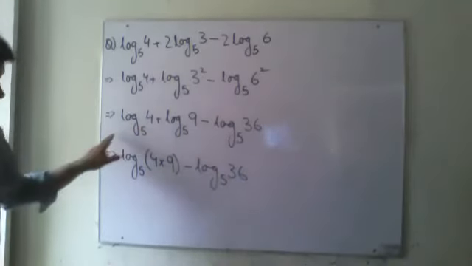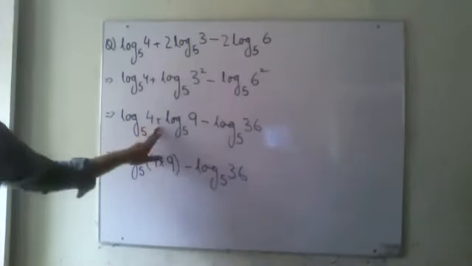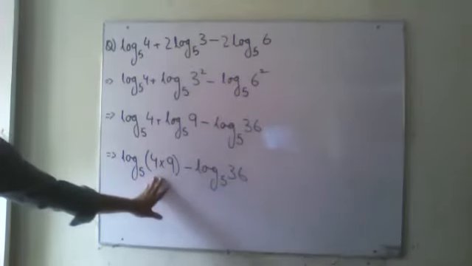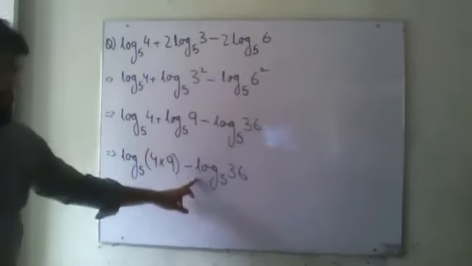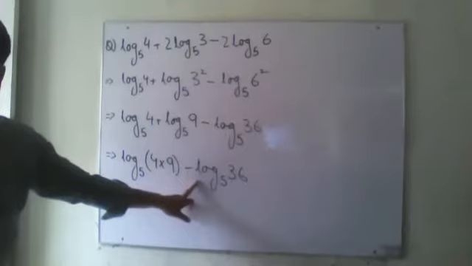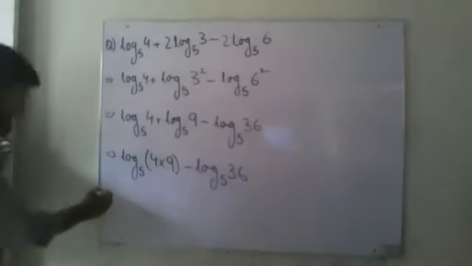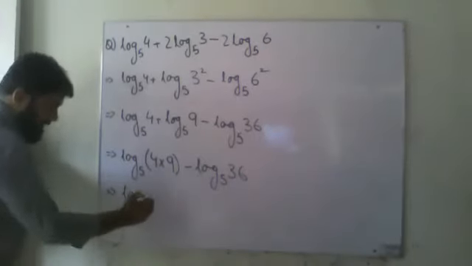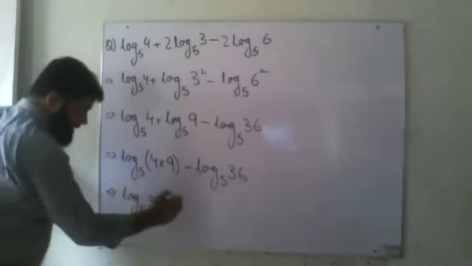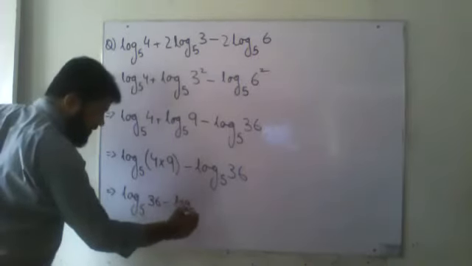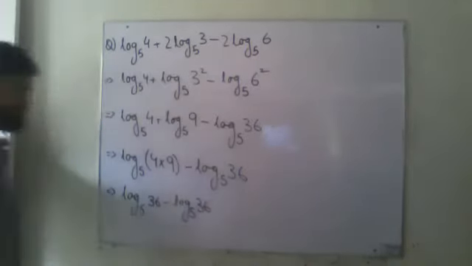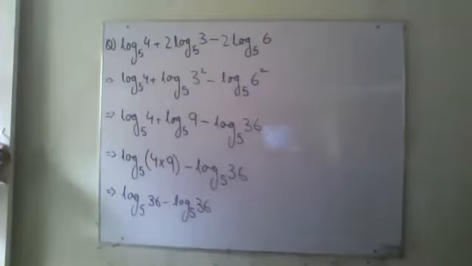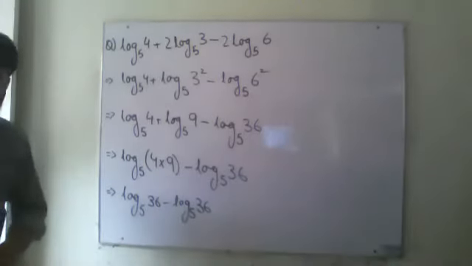I'm not going for what will be coming first, what will be coming second. No, just start from the left side. The first one is plus, so I have written them in multiply form. The second one is minus, I have kept it over here. Simplifying it, log base 5, 4 times 9 is 36, minus log base 5 36. Okay, now over here it's your choice.